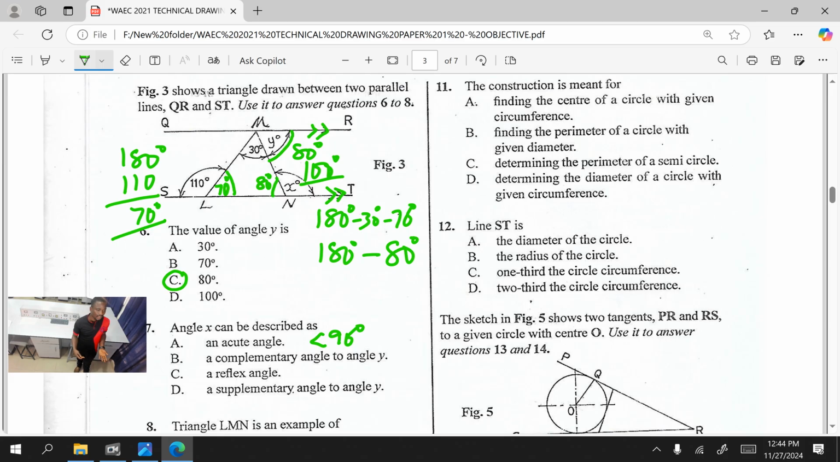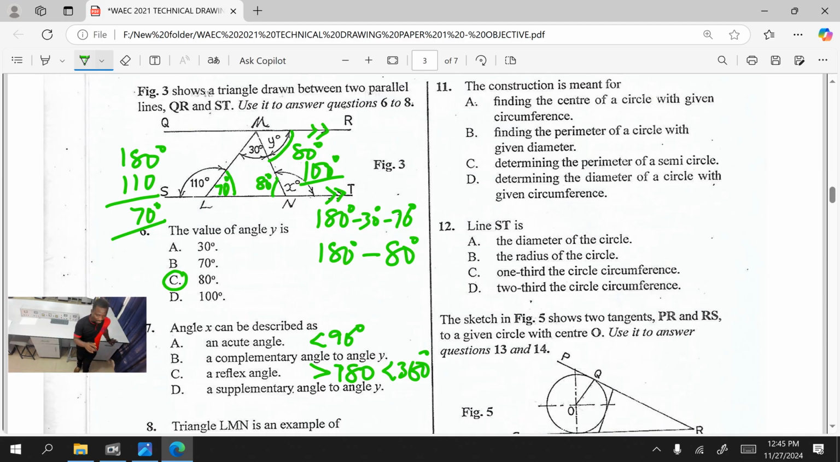Then is it a reflex angle? No. A reflex angle is what? It is greater than 180 degrees, but less than 360 degrees. Do you get it now? And that angle x is 100, so it's not up to 180.